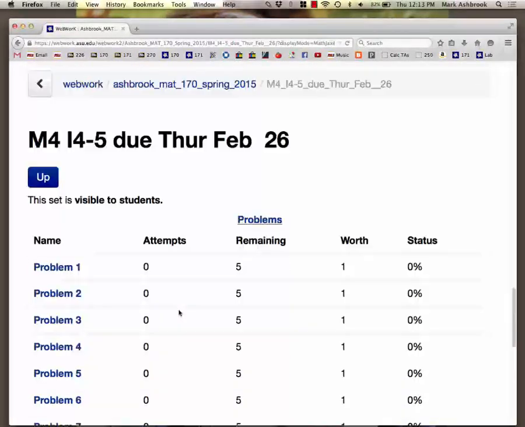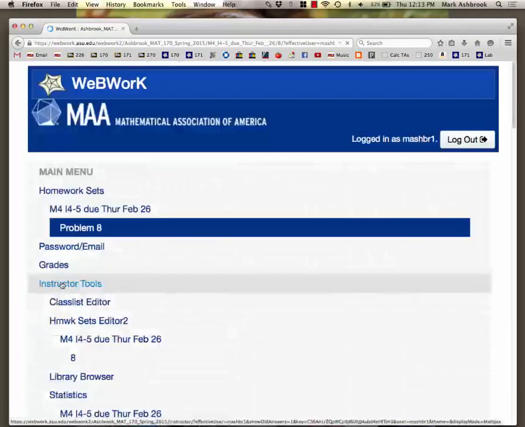What is this page? There it is. Okay, number 8.